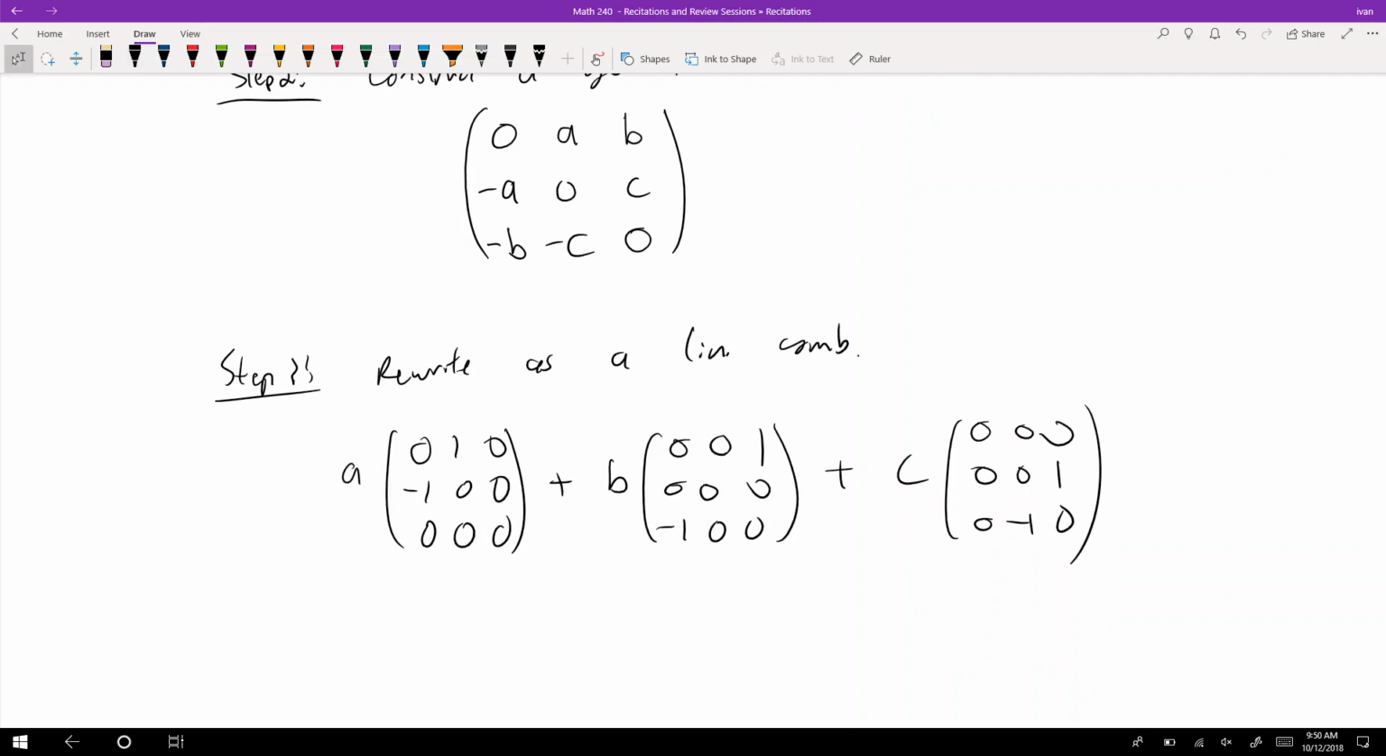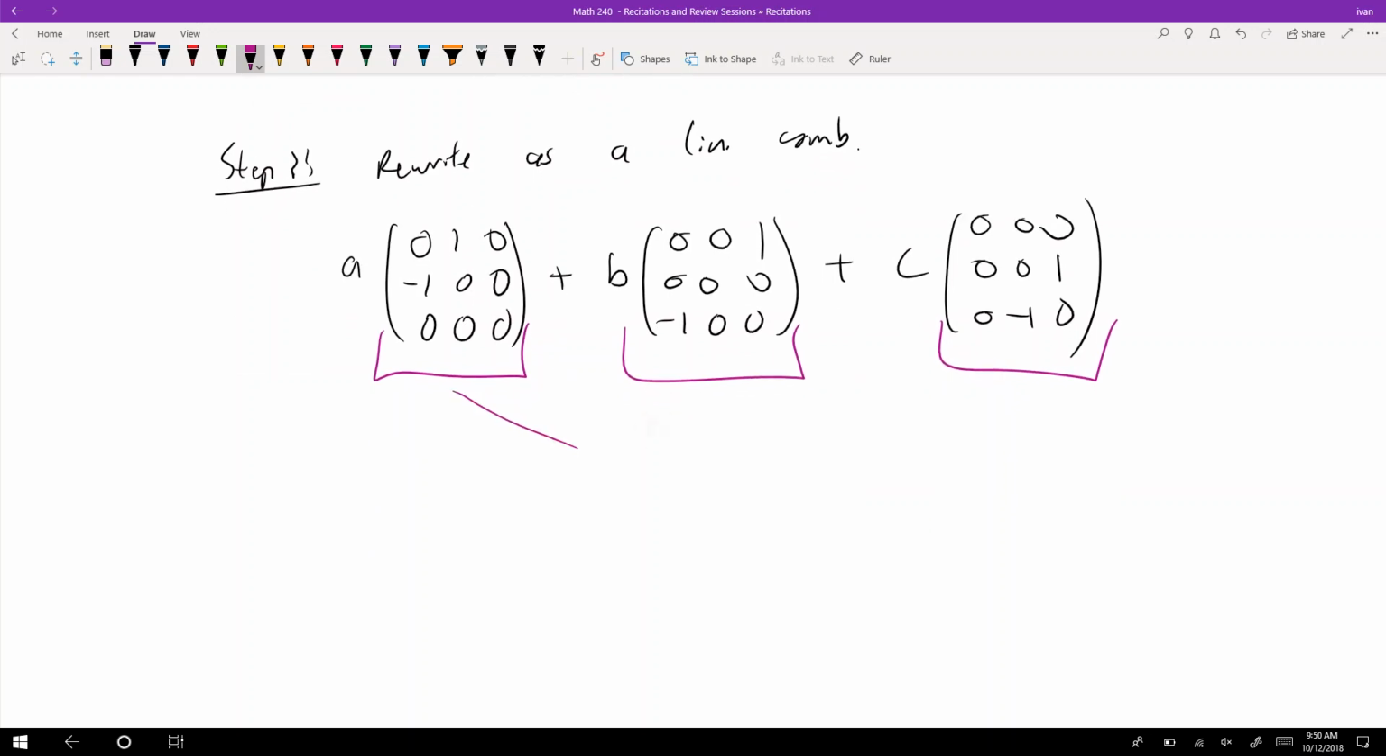And then finally, we know what our basis is. It's going to be these 3 matrices without the A's, B's, and C's. And so this forms the basis of our subspace. And what is the dimension of our subspace? 3. We got 3 matrices in our basis, and so the dimension is 3.